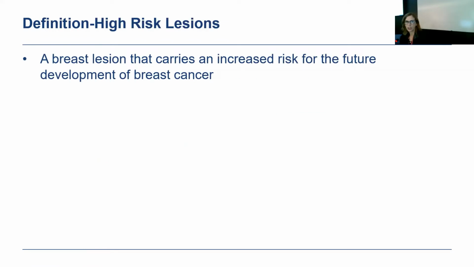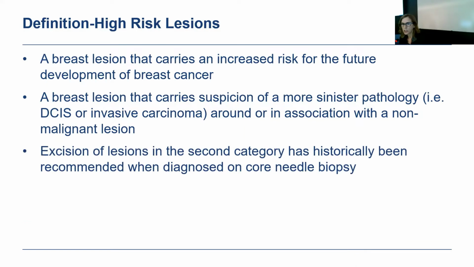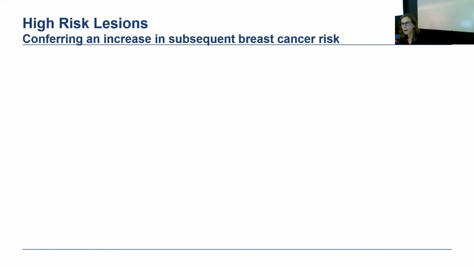So let's begin with a definition of high-risk lesions. This is a breast lesion that carries an increased risk for the future development of breast cancer, at least that's how oncologists think of high-risk lesions. But it's also a breast lesion that carries suspicion of a more sinister pathology, i.e. DCIS or invasive carcinoma, around or in association with a non-malignant breast lesion. And that's how radiologists think of high-risk lesions. So excision of lesions in the second category has historically been recommended when those entities are diagnosed on core needle biopsy. But as we've talked about, this has been evolving in more recent years.